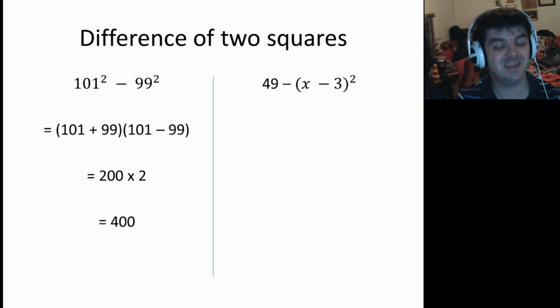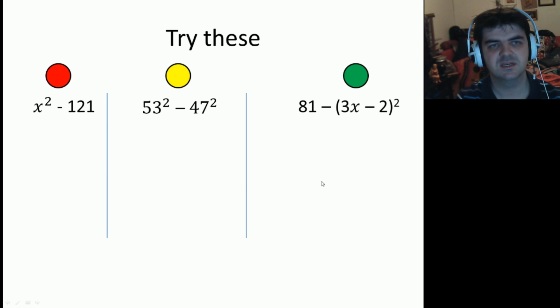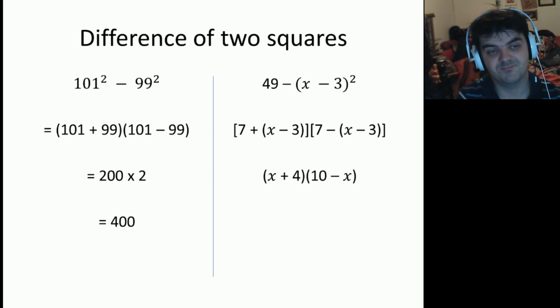Similarly with this, again, quite hard, but 49 is 7 squared, and the square root of x minus 3 all squared is just x minus 3, so you have 7 plus x minus 3, and 7 minus x minus 3. If I group those together, the x minus 3 plus 7 gives me x plus 4, then I have 10 minus x for that one. Maybe it doesn't look that easy, but you might get there one day. It was very hard, but I thought I'd throw them in, so at least you have them in your notes for if they ever come up later on.